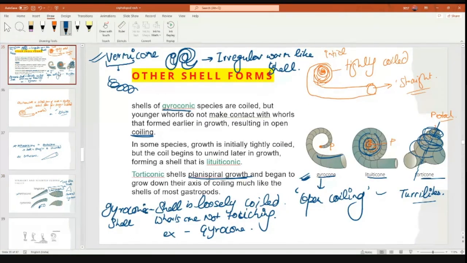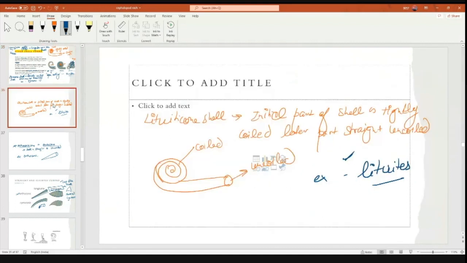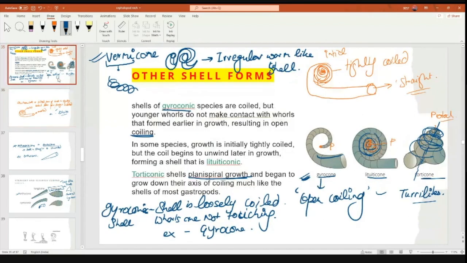Okay, torticone, lituticone, and gyrocone. Examples you also have to remember. Maybe suppose they give you gyroceras, and ask you the shell form of the gyroceras. So you have to remember gyroceras is related to the gyrocone. Okay, so this type of question can also be asked.